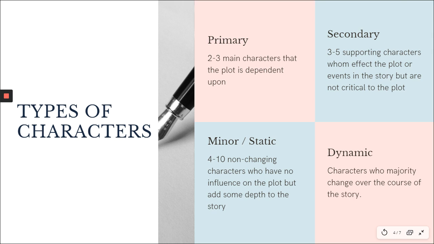Dynamic characters are characters who change, pretty much majorly change throughout the entire story. So they develop and alter as the plot progresses. Primary characters are always going to be dynamic characters because they're always shifting as the plot progresses. And who they are at the start of the novel is not who they're going to be at the end. Those are the types of characters.